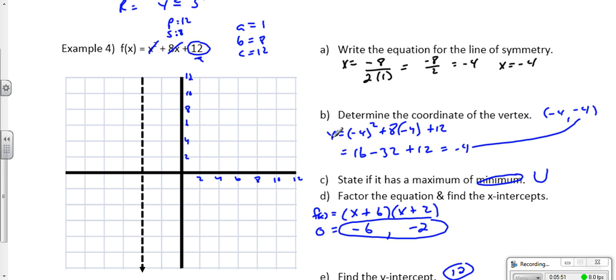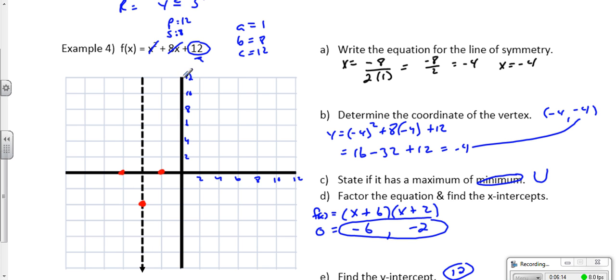The vertex is at -4, -4. That's the vertex. It is going to open upward, so we know that. The x-intercepts are at -6 and -2. That's where our parabola will cross the x-axis.